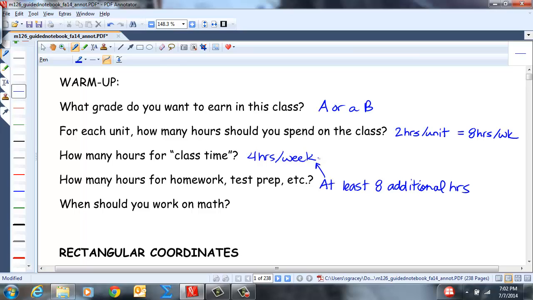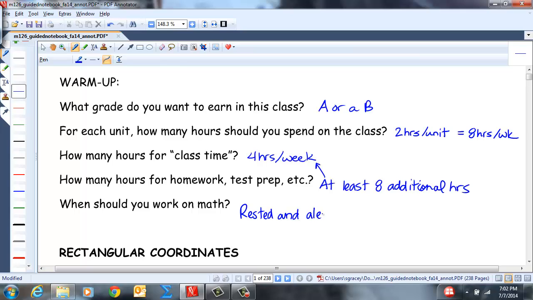And when should you work on math? When you get home after going to school and working for 12 hours, is that a good time? Probably not. You're going to be exhausted. So it's best to work on math when you're rested. You should be rested and alert.